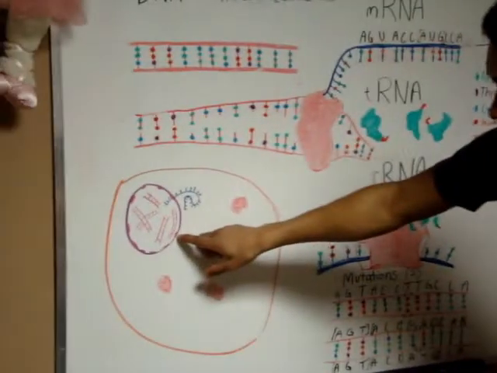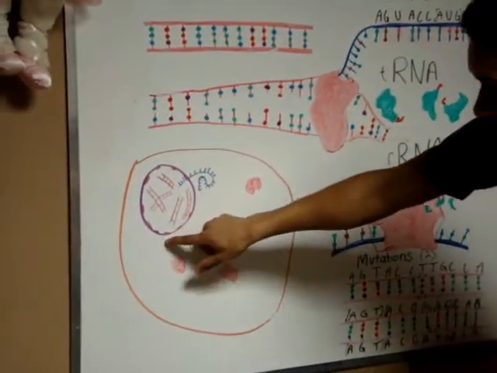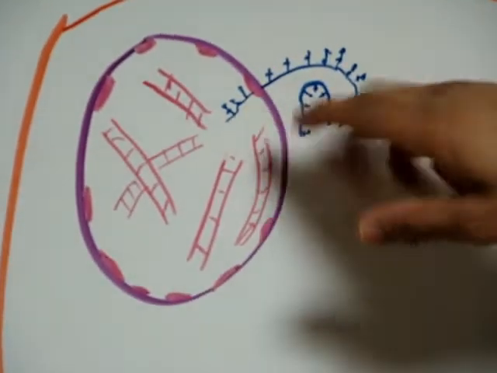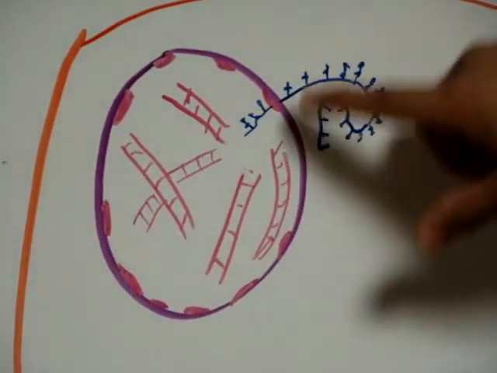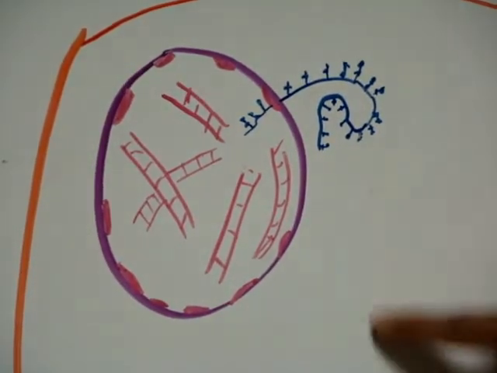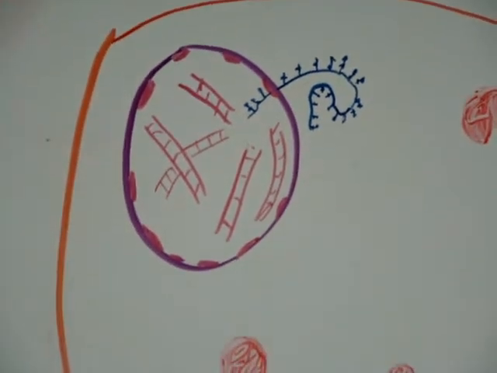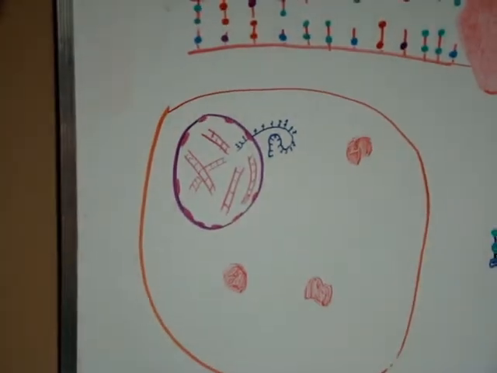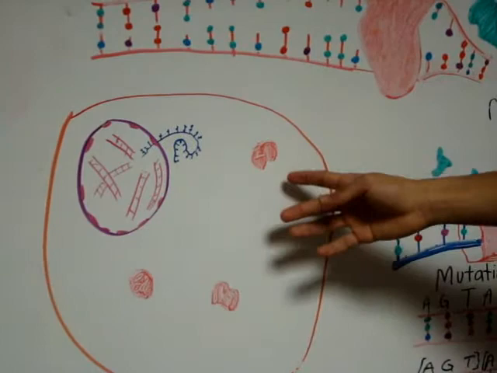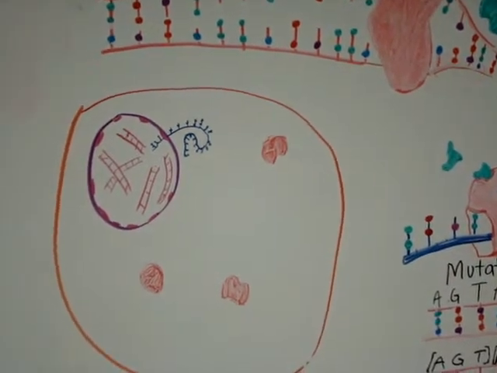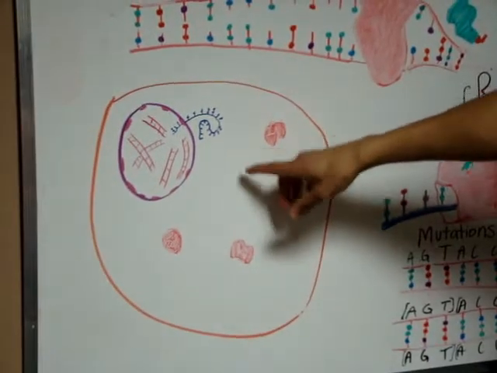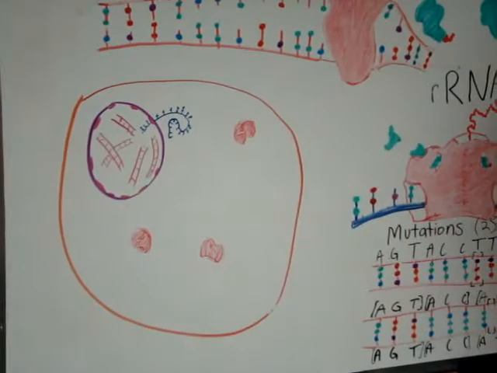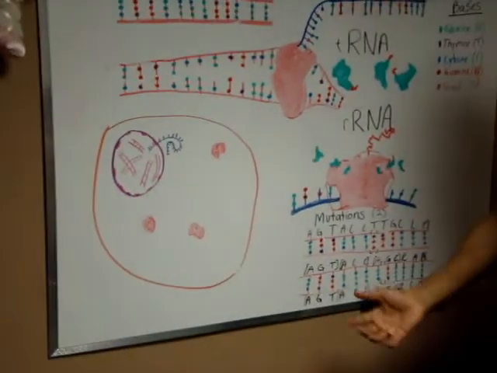And these little pores I have drawn in here around the nucleus let the mRNA, which is the blue strand here, slip out into the cytoplasm of the cell, where it can meet rRNA, which is ribosomal ribonucleic acid, which helps put together mRNA and tRNA to start protein synthesis.